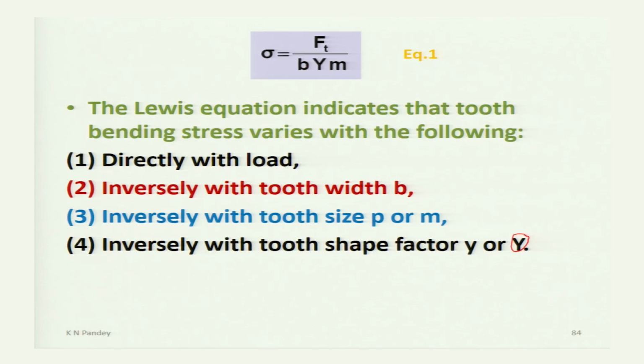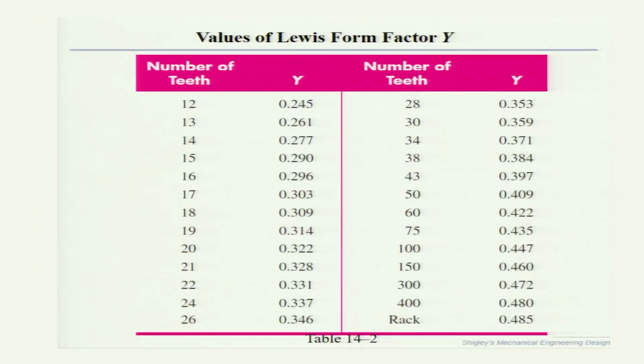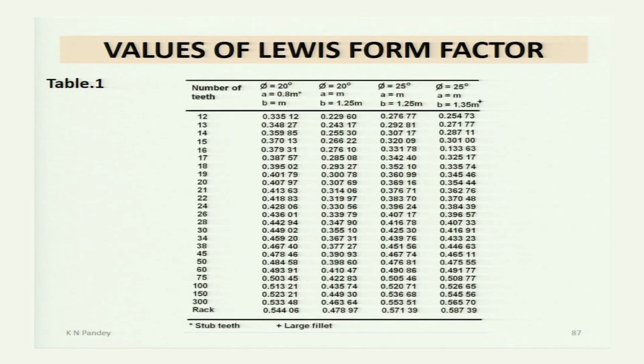So, with the increase in Lewis form factor, the bending stress decreases. Here, with the increase in number of teeth, Y is increasing, and so the bending stress will decrease. So, you see, when you are moving in this direction, the Lewis form factor is increasing, and so the bending stress will decrease with the increase in number of teeth. And this data is particularly for a certain value of phi, which is shown here.